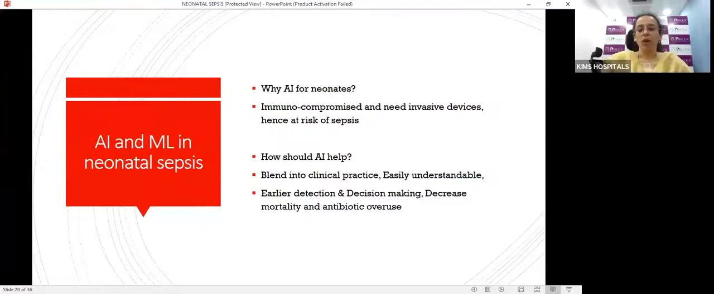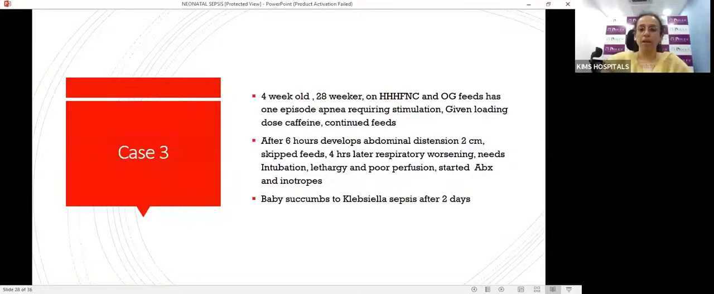Now comes the role of artificial intelligence and machine learning in neonatal sepsis. In this scenario, we have seen how one doctor who was monitoring the baby decided on early initiation of antibiotics with the help of human intelligence, which we do every day in our NICU. When we are taking NICU rounds, we decide about initiation of antibiotics and further treatment of the baby based on various factors of the baby, which we will go through in the subsequent slide.